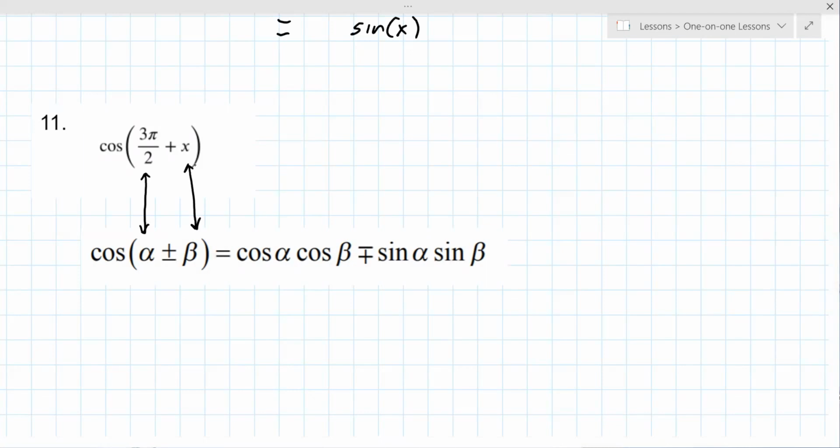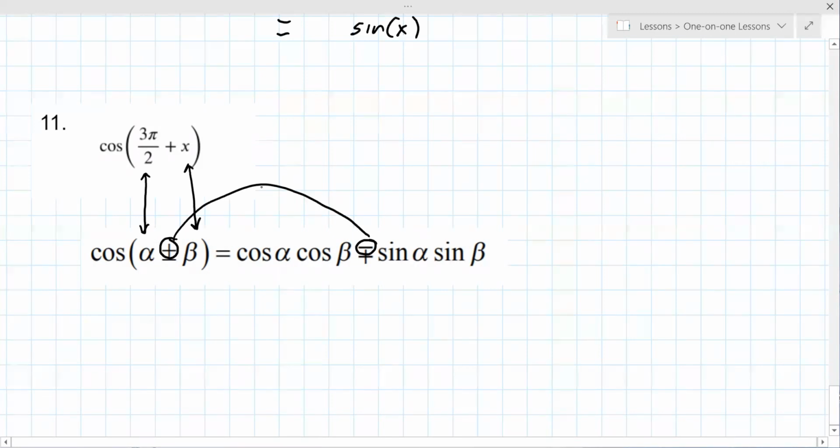Okay, now you have a plus. Your problem has a plus. Yes. And that goes with a minus in this one. Why? I don't know. We can figure that out, but you just have to remember that it's not the same. If you have plus here, it becomes minus. If you have a minus here, it becomes plus. If you're going backwards, it's the same deal. So you're just writing in what you have. So it's cosine 3 pi over 2, cosine x, minus sine 3 pi over 2, sine x.